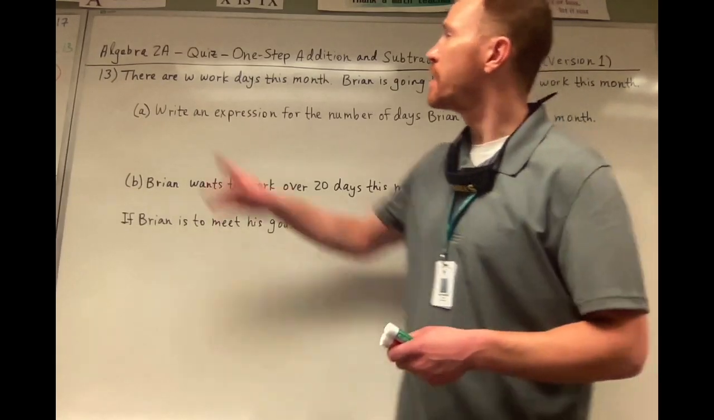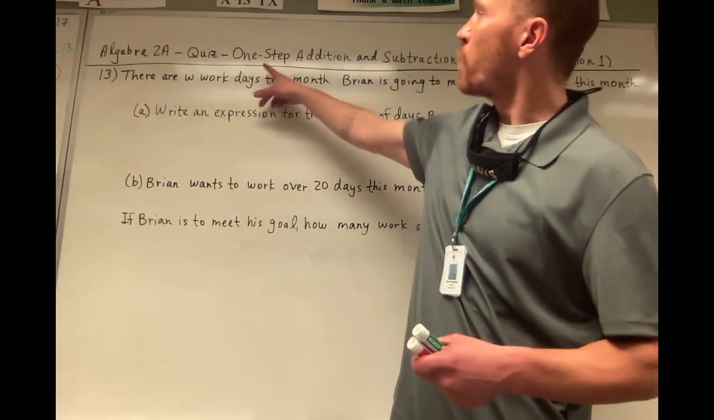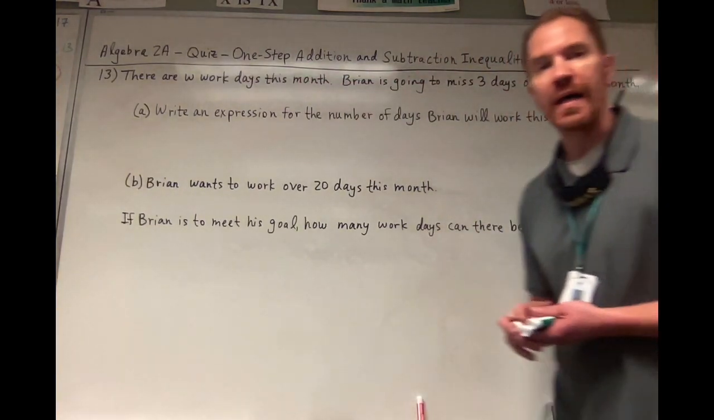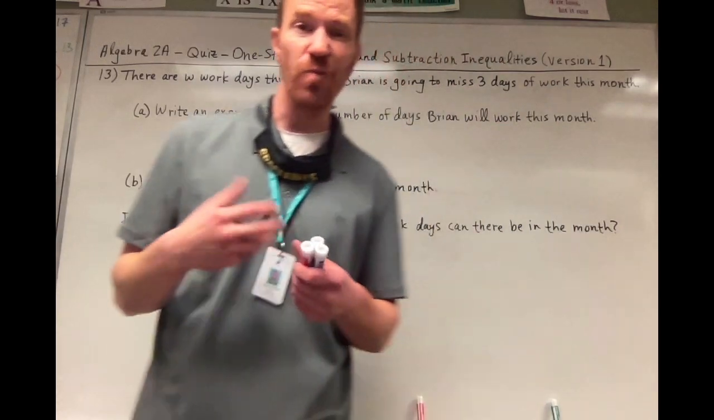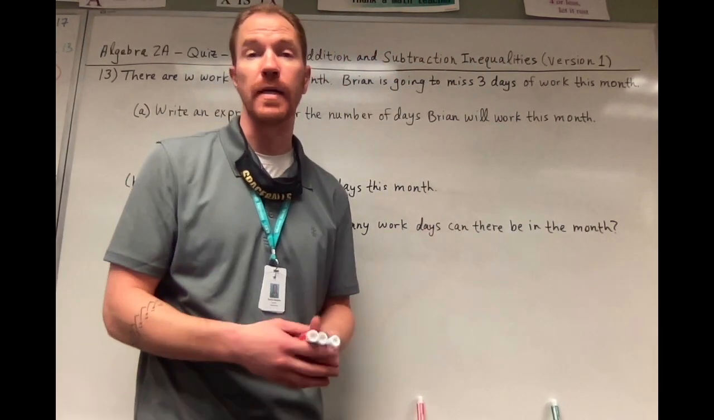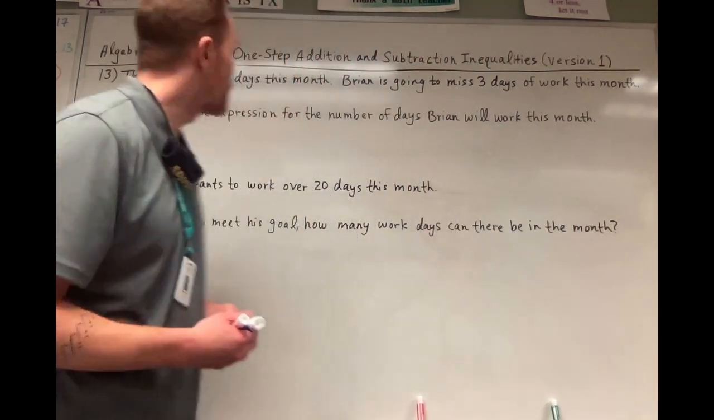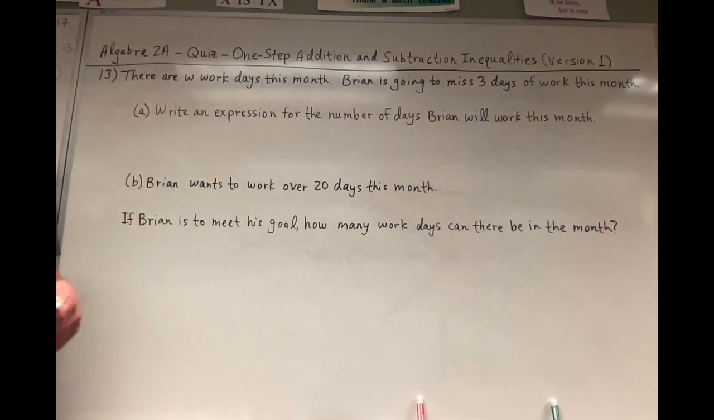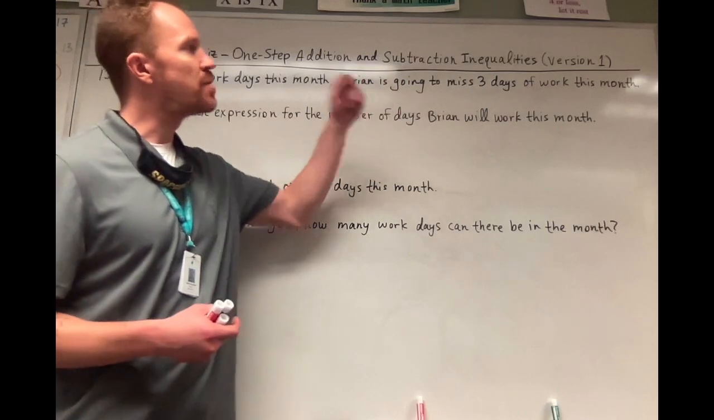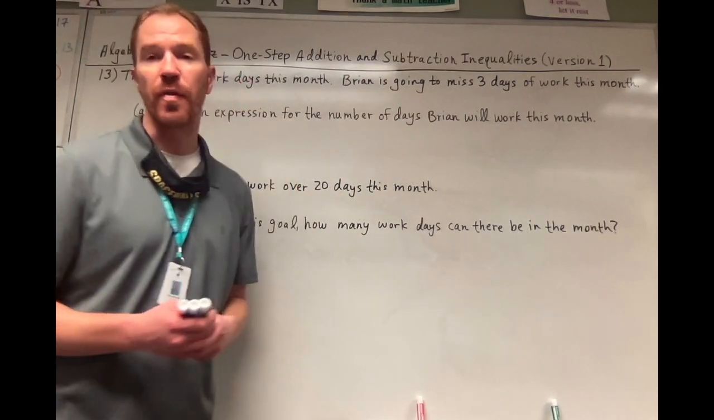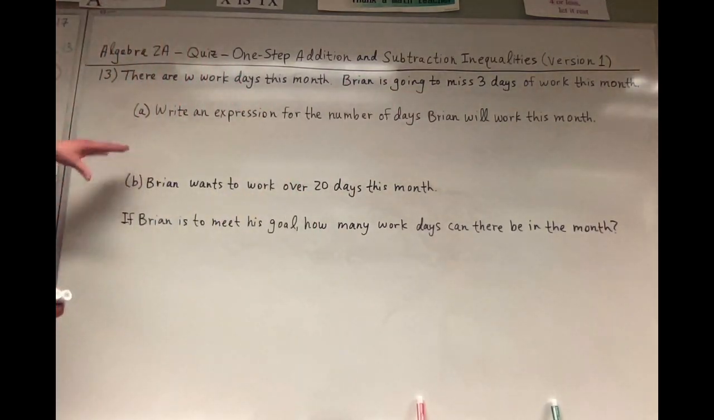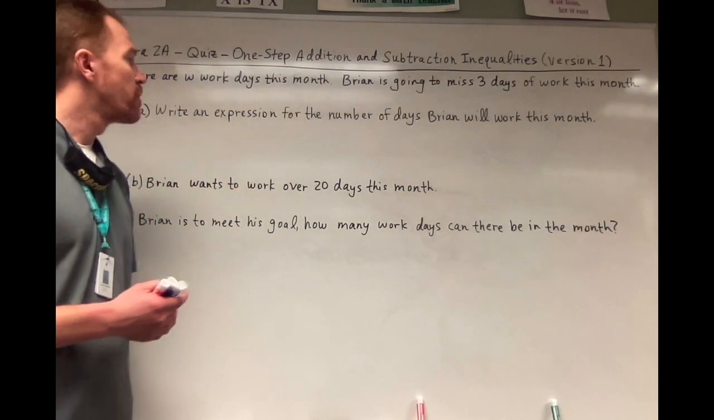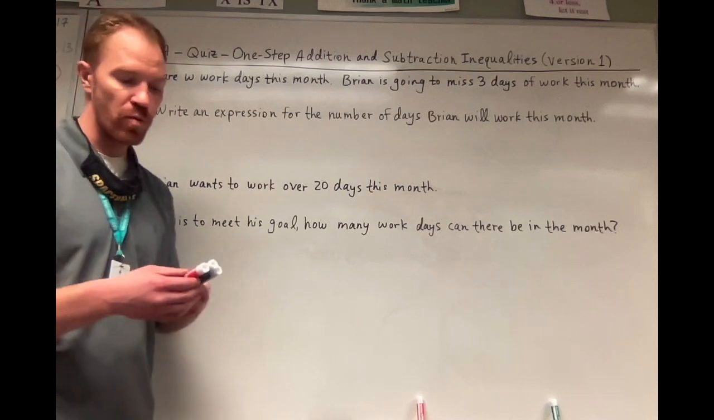Here's a video on the Algebra 2A quiz on one-step addition and subtraction inequalities, version 1. I thought what we would do is go over the story problems, because those are difficult for a lot of us. So we're jumping to problem number 13 here. It says there are W work days this month. Brian is going to miss 3 days of work this month. And then we have two parts. Part A asks us to write an expression for the number of days Brian will work this month.